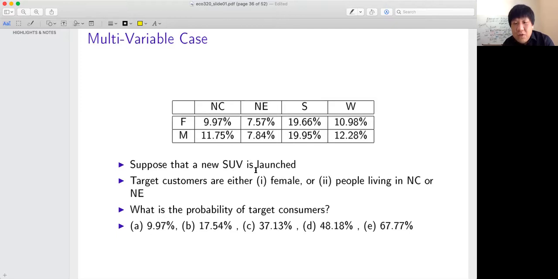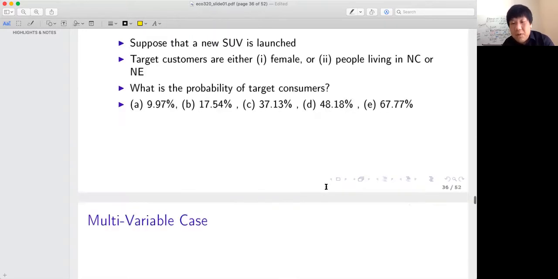Suppose that at a new SUV launch, a target customer is either female or living in a region, the 'or' is very important. 'Or' is like a union here. So for 'or', which is like a union, you've got to add the probabilities. That is a hint. So based on that, what should be the case? You might want to pause the video, but I'm going to leave you the answer.